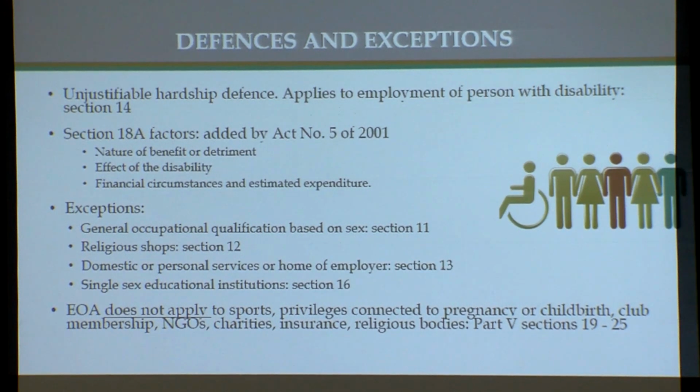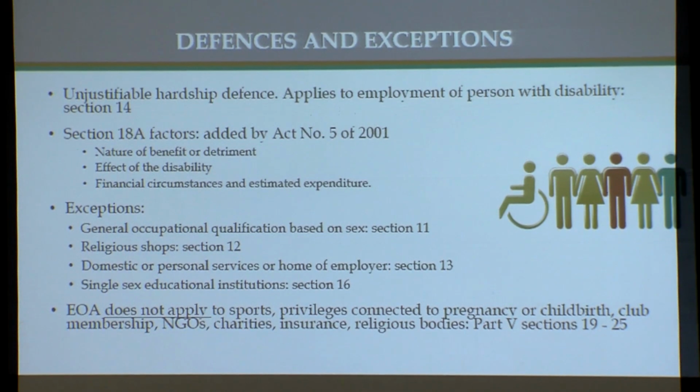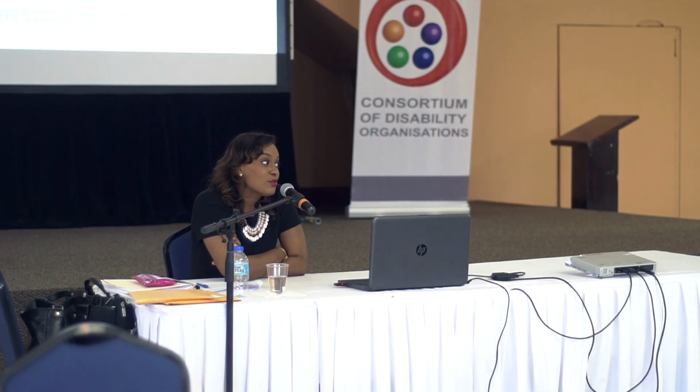Membership in a club, right? A NGO, which I find is so hilarious. A NGO, a charity, or a religious body. The act does not apply to you, which means that an NGO could discriminate against somebody based on their disability, and there is absolutely nothing that person could do. The church could do it too, and there is nothing, right?